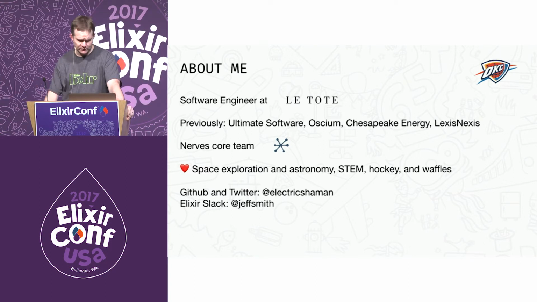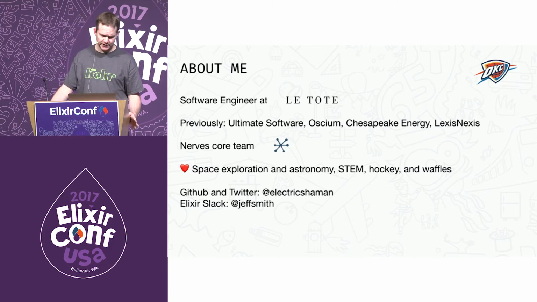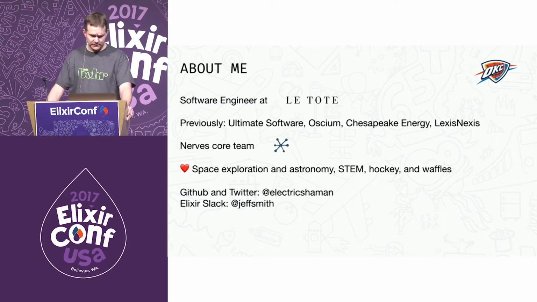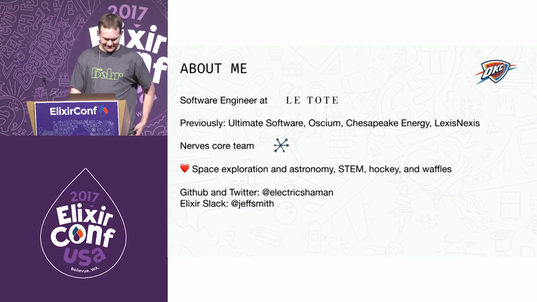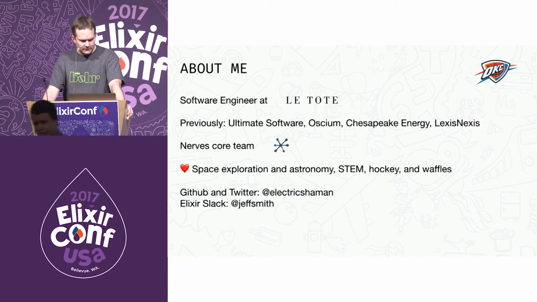Previously, I was with Ultimate Software in Florida, and a startup named Ossium. Being from Oklahoma, I also had to do a little bit of oil and gas at Chesapeake Energy. And I recently joined the Nerves core team. Pretty cool. I love space and astronomy, anything related to STEM, hockey, and I really like waffles. You can find me on GitHub and Twitter. Thank you. At Electric Shaman, and then on the Elixir Slack is Jeff Smith.